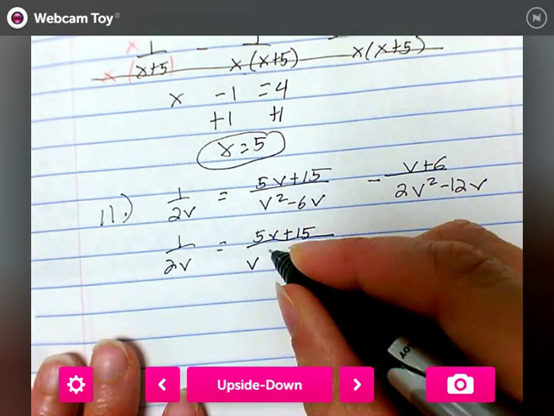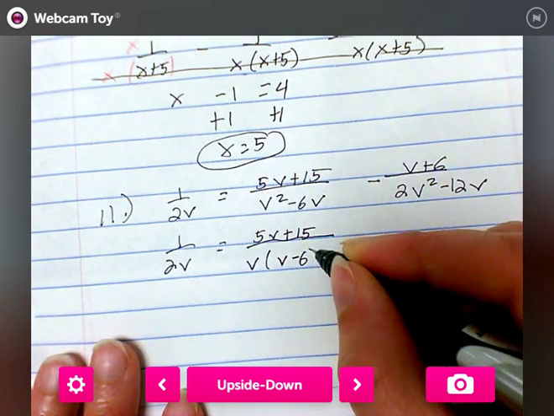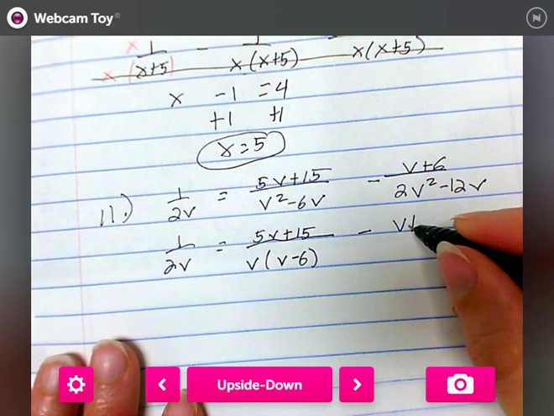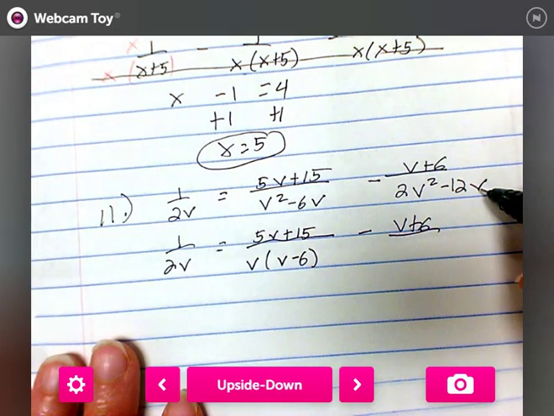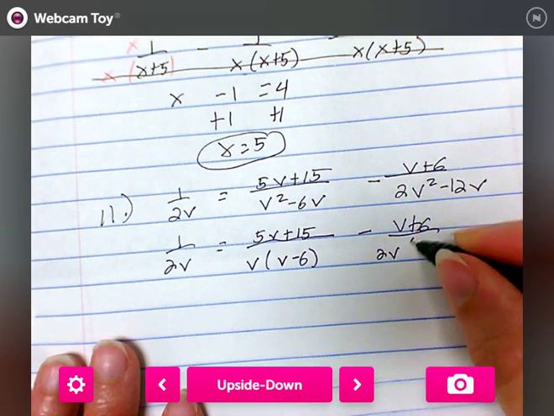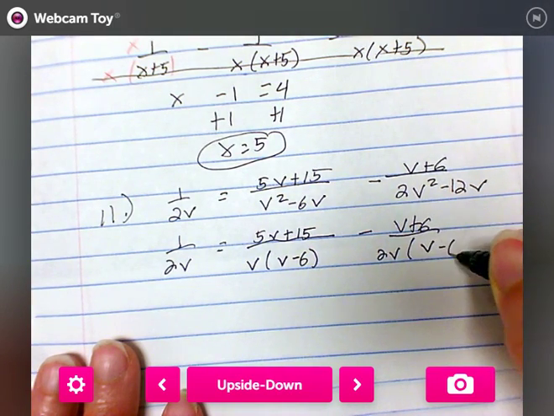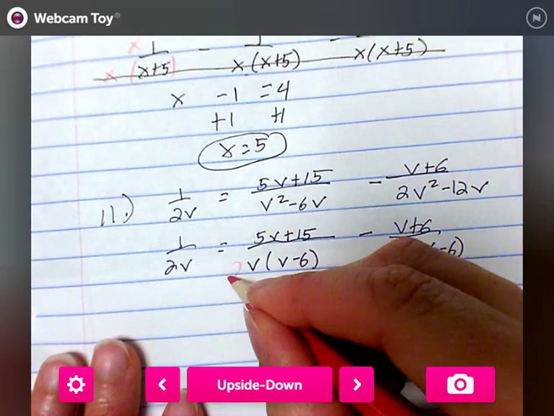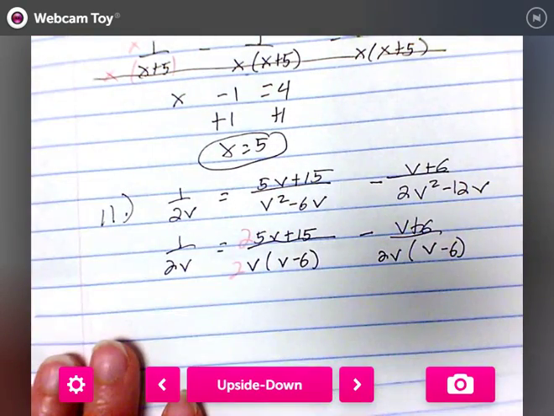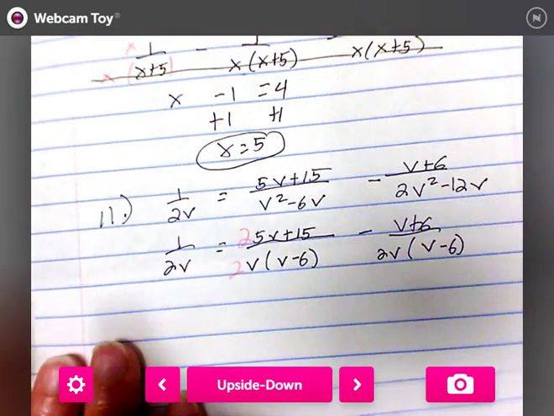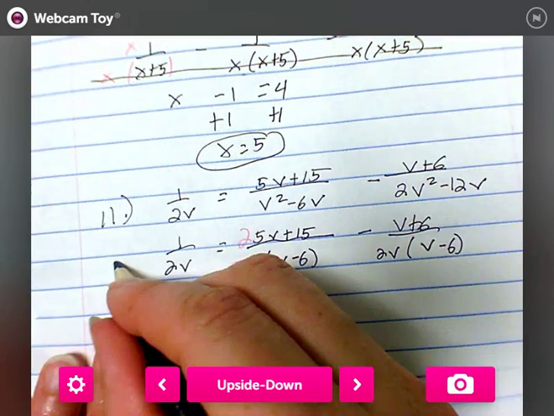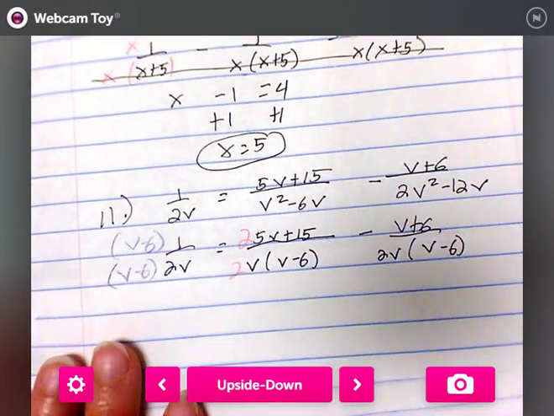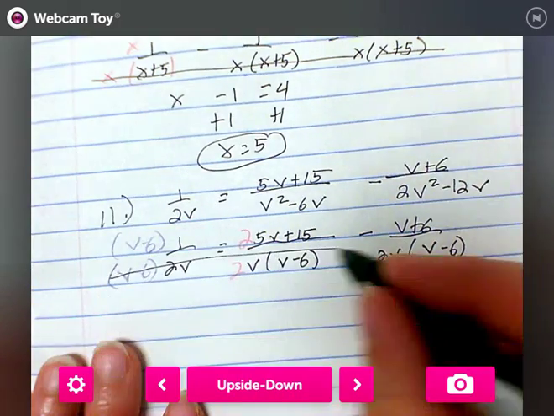So I'm going to take out a v, and I get v minus 6. I'm going to take out 2v out of this one, because 2 goes into 2 and 12. So I get 2v times v minus 6. Okay, well that helps. So now the top and bottom, I just have to multiply by 2 for this middle one. And for this one, I'm going to have to multiply the top and bottom by v minus 6.